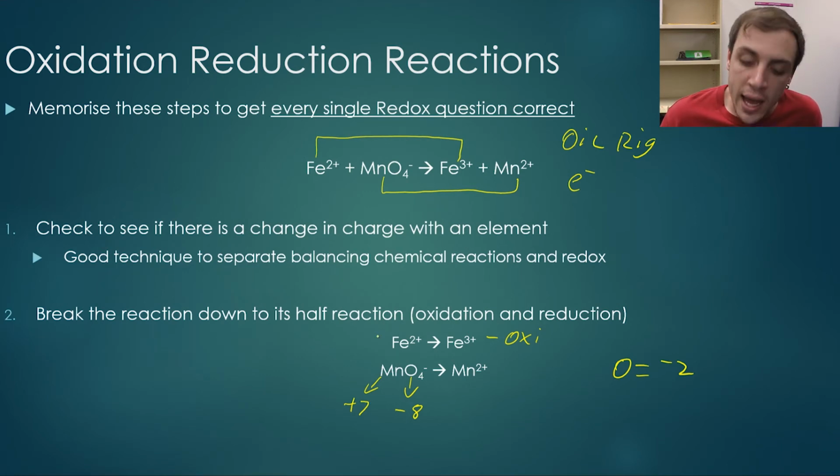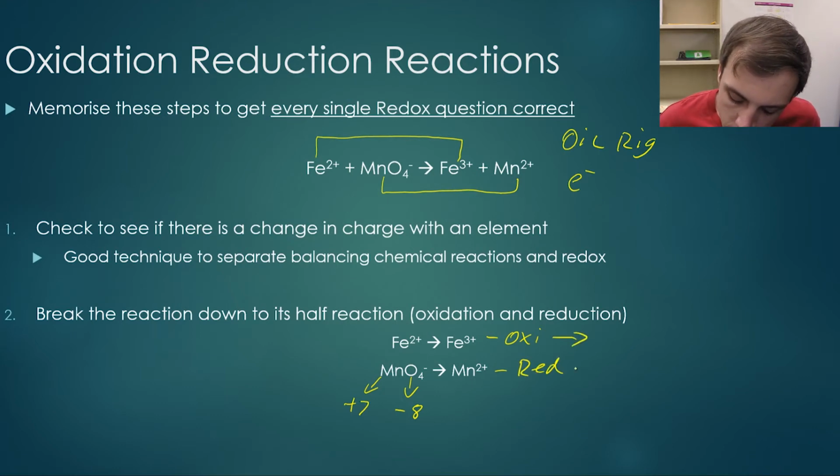Now we can accurately compare +7 to +2. So it means that the overall charge of manganese over here is +2, and that means that it has gone from +7 to +2, which means it's getting more negative. So because it's getting more negative, it means it's being reduced, okay, because it's gaining electrons.